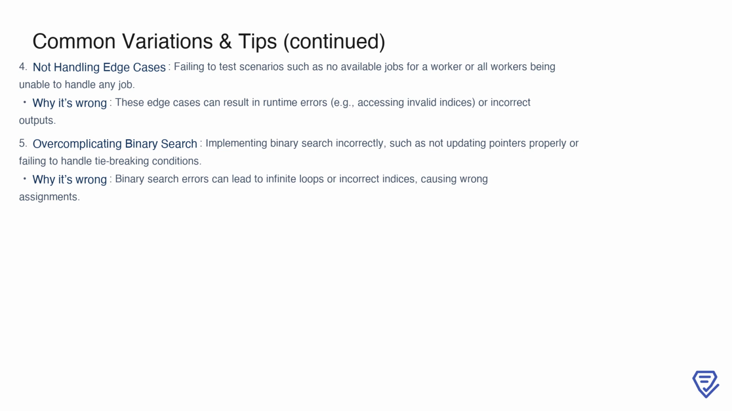Overcomplicating binary search is another frequent issue. Mistakes here might include failing to correctly update pointers, which could lead to infinite loops, or not handling tie-breaking conditions properly, causing the algorithm to return incorrect indices. These errors are problematic because binary search is often a core part of optimizing the solution, and even small mistakes can derail its effectiveness entirely.